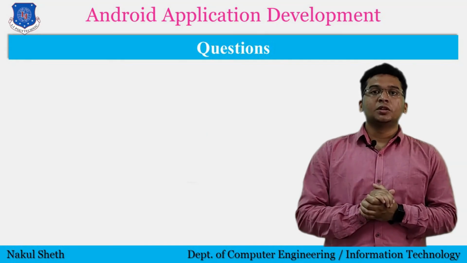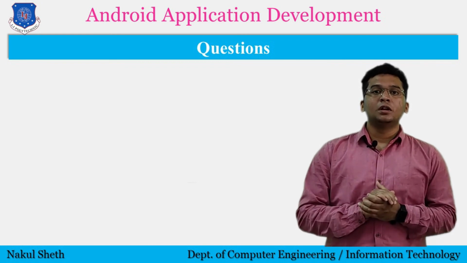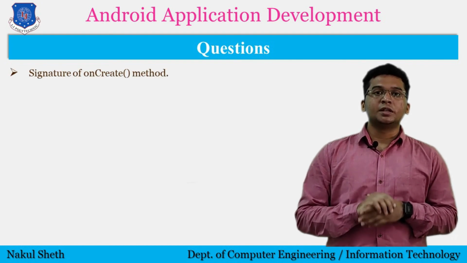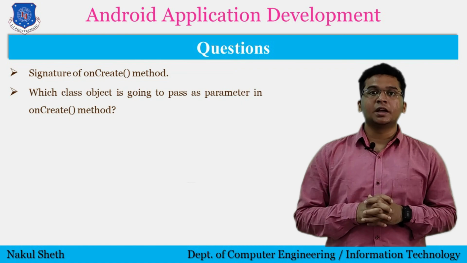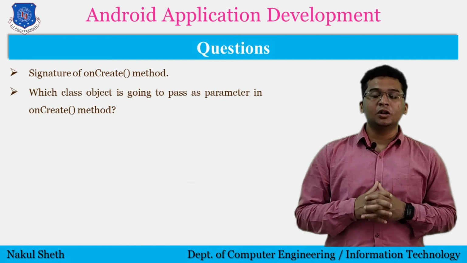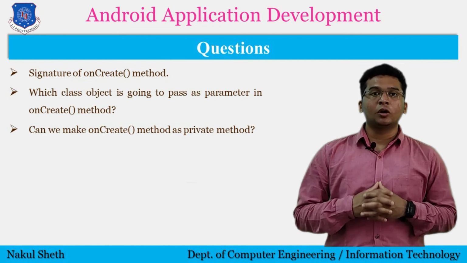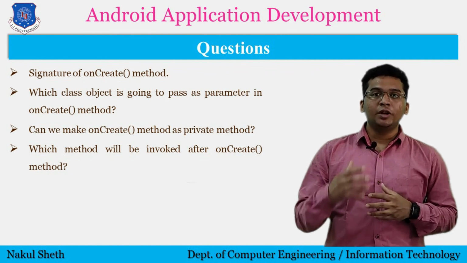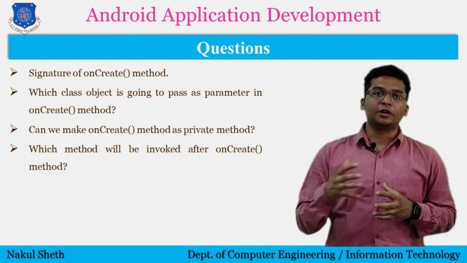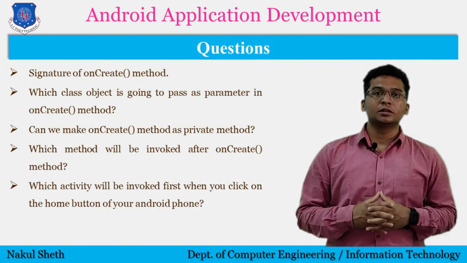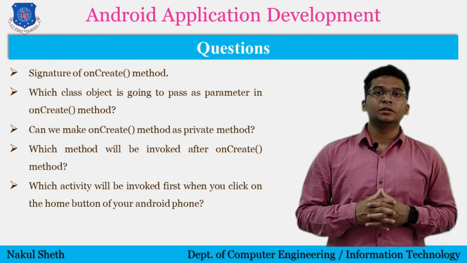So students, this is it for today's video. Now let us discuss some important questions related to this tutorial. First question is the signature of the onCreate method. Then second question is which class object is passed as a parameter in the onCreate method. Then third question, can we make the onCreate method a private method? Then fourth question is which method will be invoked after onCreate? And the last question, which method will be invoked first when you click on the home button of your Android phone?